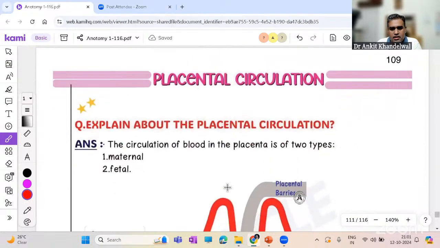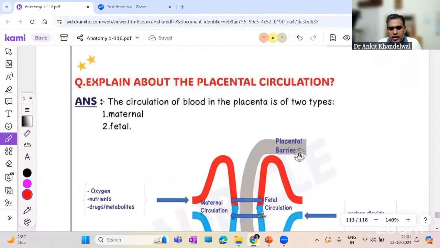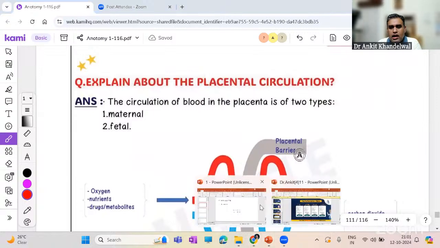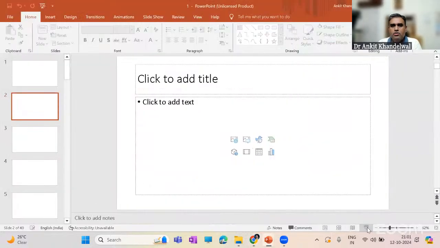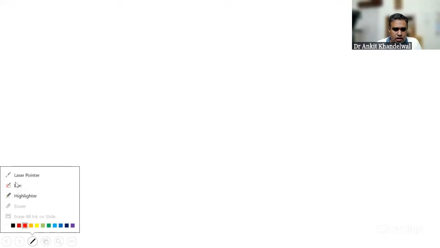Finally comes the placental circulation. Though it is commonly related to heart development, I will try to give you a small picture of the placental, or rather fetal, circulation. Basically not placental, but fetal circulation is very important. Just a few minutes over here for the fetal circulation. So let me start as a small topic, fetal circulation.